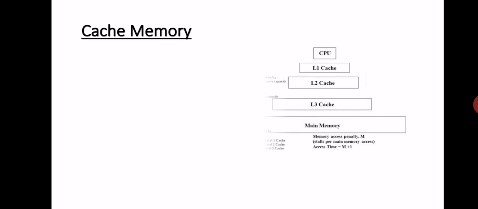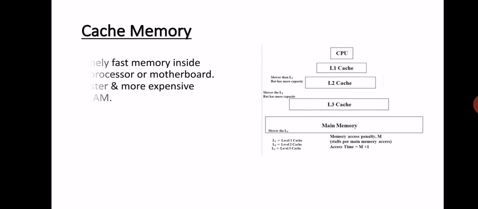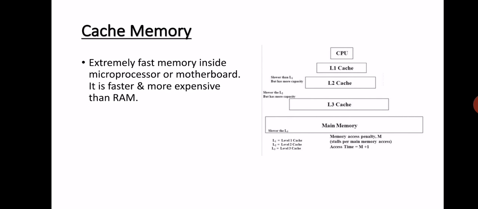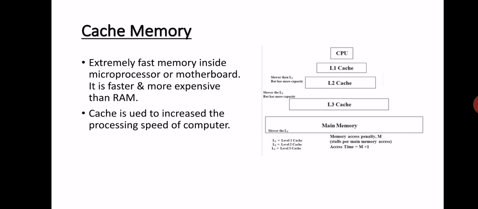Cache memory. A cache memory is extremely fast memory inside the microprocessor or motherboard. It is faster and more expensive than RAM. Cache is used to increase the processing speed of computer. Cache contains three levels, that is level 1, level 2 and level 3.